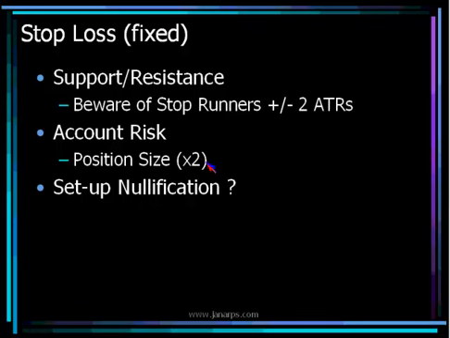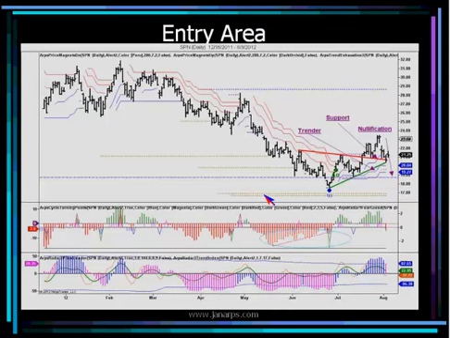I generally like to enter in units of 2 so that if I can make a good trade, I can get out at my profit target and have a second unit to carry on with the trend if I can catch a run. So I calculate my account risk by multiplying in units of 2, depending on whether it's a stock or a commodity or a currency. And I also want to know where on this price chart, what's going to nullify my trade setup. If something happens and my trade setup is no longer valid, where is that point on the price chart? So let's look at how to identify entry areas and stop losses.